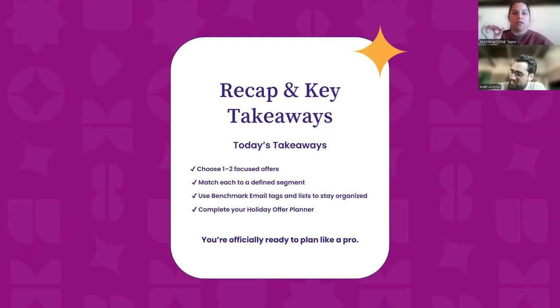So I just want to recap really quickly because we're nearing the end here. These are the main takeaways for today. Choose your 1 to 2 focused offers that maybe align with a holiday coming up. Match each to a defined segment, a specific group of subscribers that you think would benefit from that particular offer. And then use Benchmark Email tags and lists to stay organized and to make sure those lists are segmented correctly. And then complete your holiday offer planner, which I will be sending to you after this broadcast. And that's it. You're officially ready to get started.